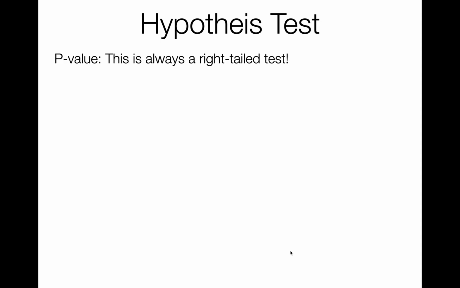The p-value is always going to come from a right-tailed test this time. So before, in all the other tests that we've done, we've had three options for how the alternative hypothesis goes, and in turn how the p-value calculation goes. Well, that's different here. It's always going to be a right-tailed test. Always a right-tailed test.